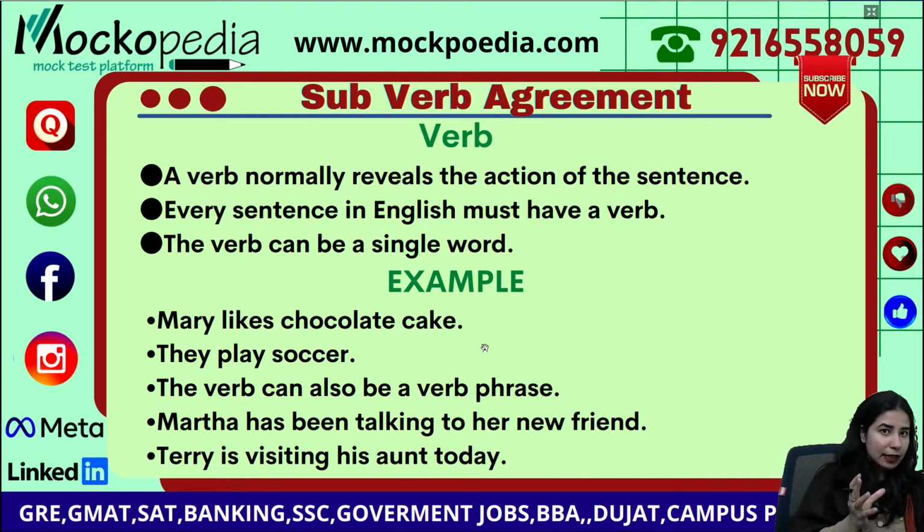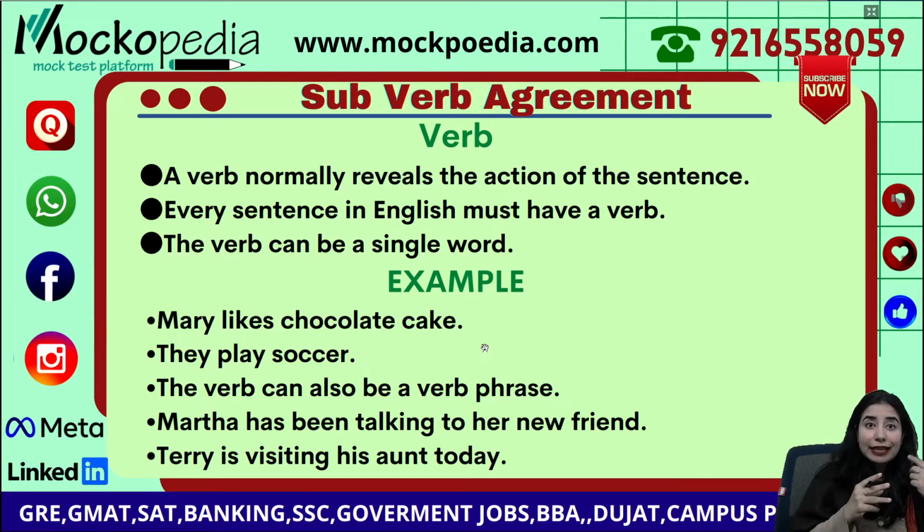So Mary is the subject and likes is the verb. So what is she doing? She's liking the chocolate cake, right? So the action is likes. Now take the next example. They play soccer. So you need to understand that they is the subject and play is the action that's happening. So play is the verb.